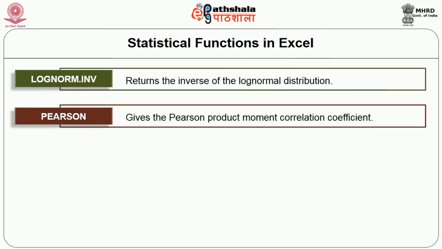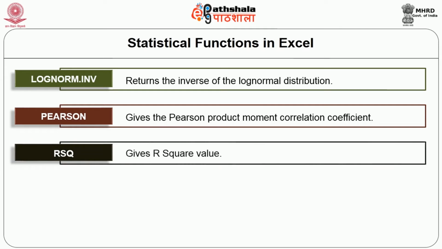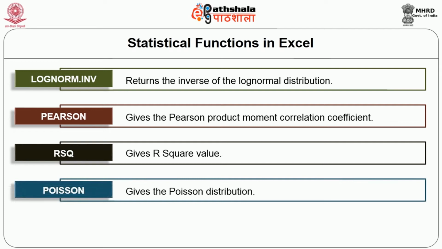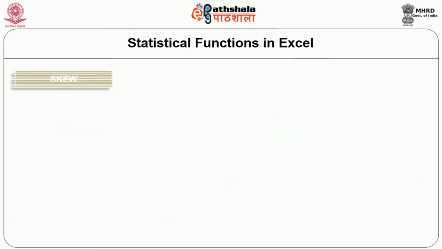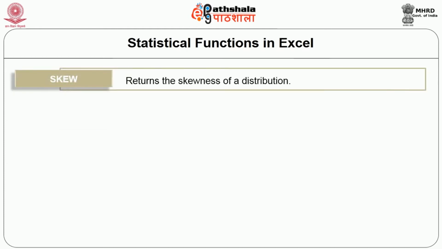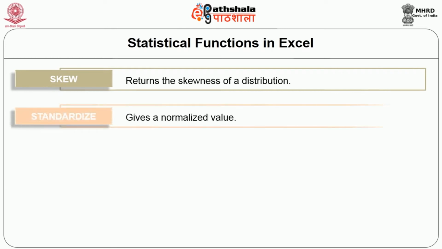PEARSON will give the Pearson product moment correlation coefficient. RSQ will give the R square value. POISSON will give the Poisson distribution. PROB will give the probability values in a supplied range and within given limits. SKEW will give the skewness of a distribution. STANDARDIZE will give a normalized value.